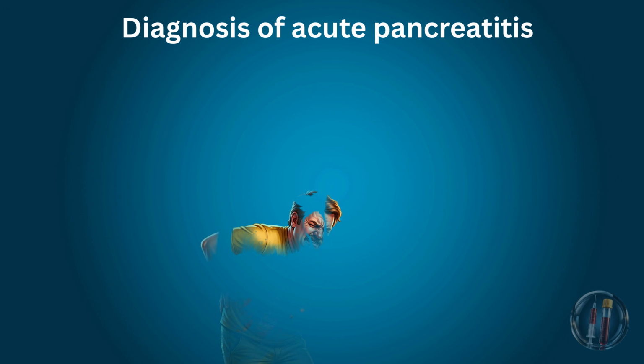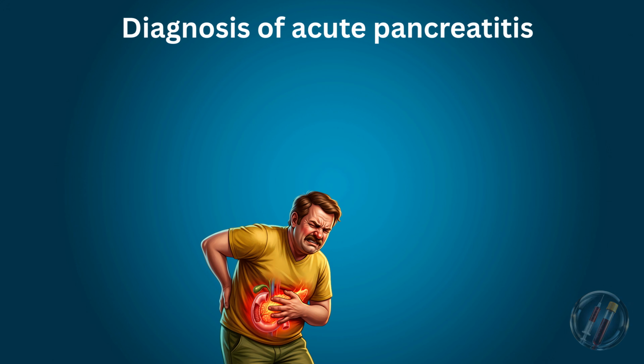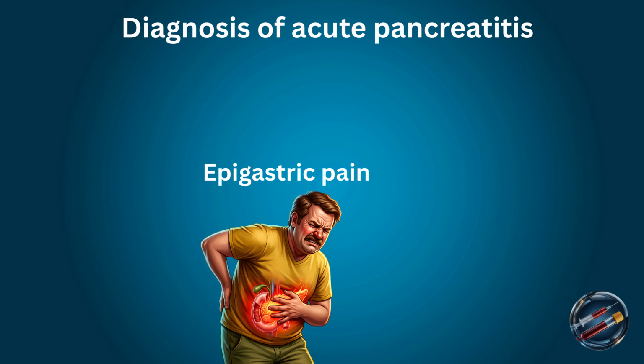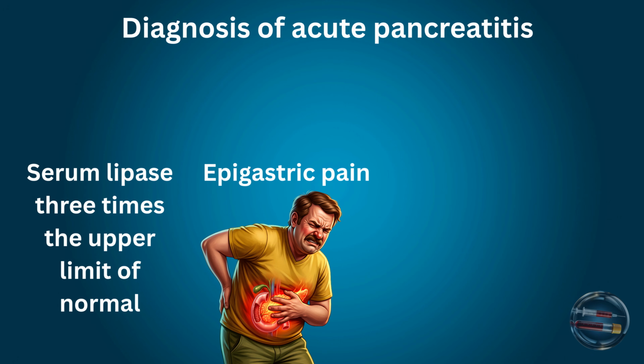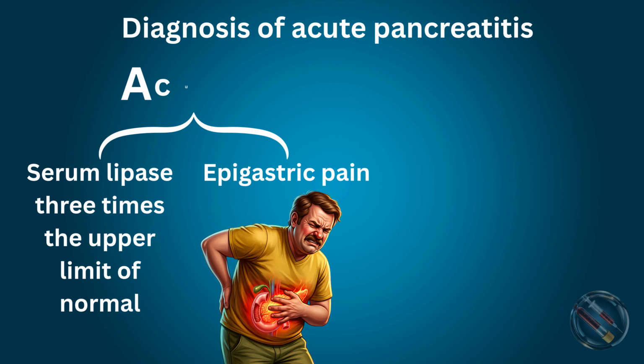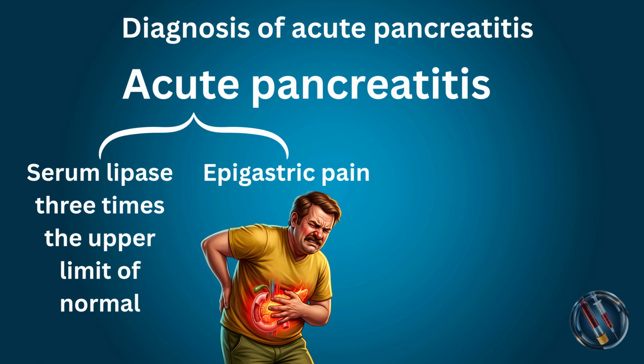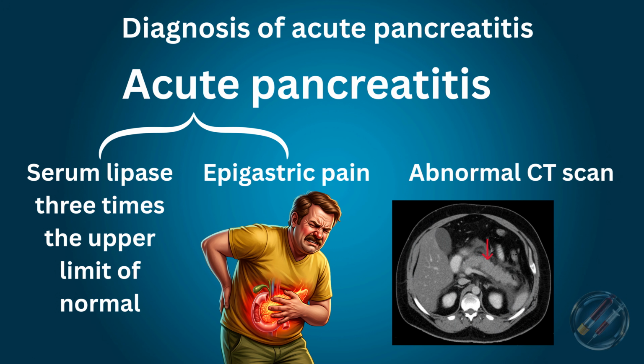For example, if a patient presents with sudden severe epigastric pain radiating to the back and a serum lipase level exceeding 3 times the upper limit of normal, a diagnosis of acute pancreatitis is confirmed. Similarly, if a patient presents with the classic epigastric pain and an abnormal pancreatic CT scan, these two findings alone are sufficient to establish the diagnosis.